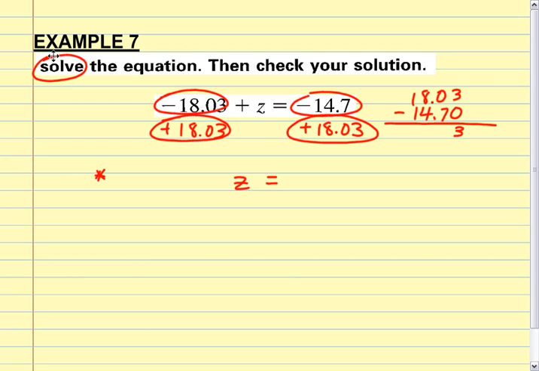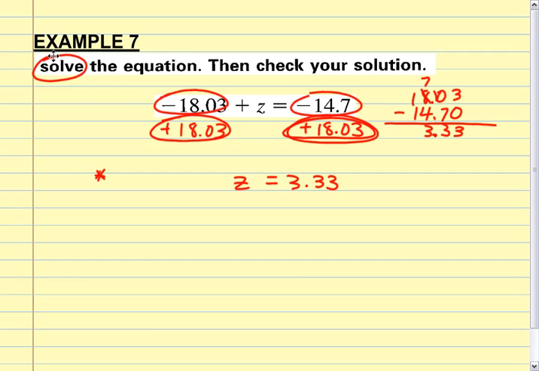3, and then what do I have to borrow here, right? Yeah. So that turns into a what? 7, and this becomes a 10. 10 minus 7? 3. What's 7 minus 4? 3. 1 minus 1? 0. So is my answer going to be 3.33 positive, or is it negative 3.33? Positive. It's positive because I had more positives, right? So z is equal to 3.33.